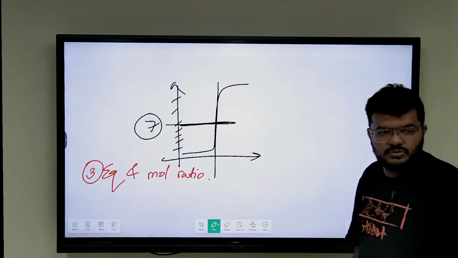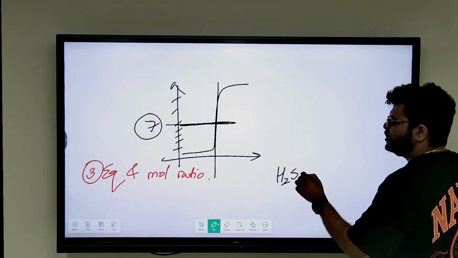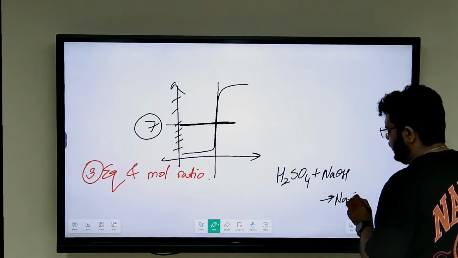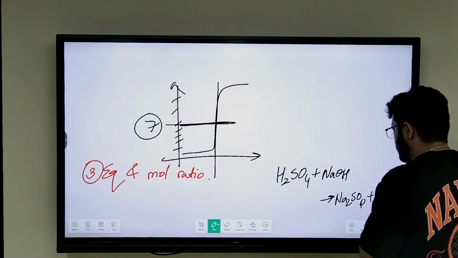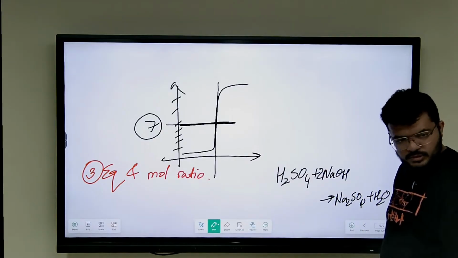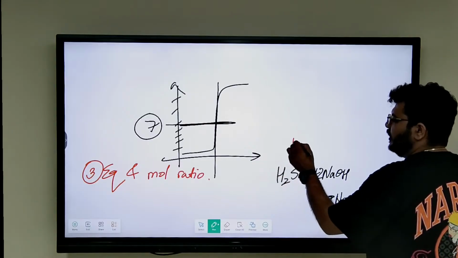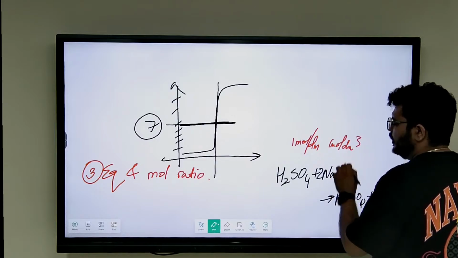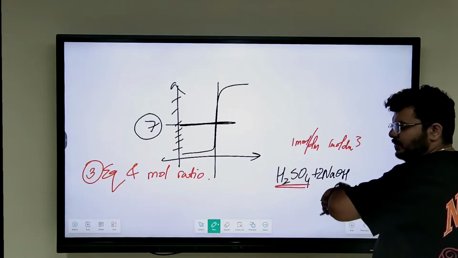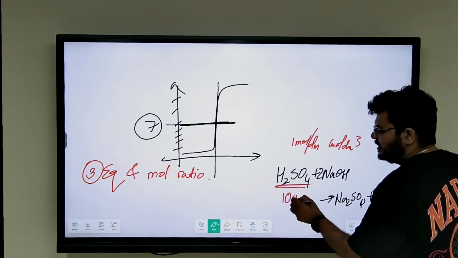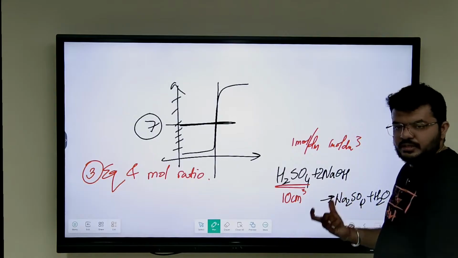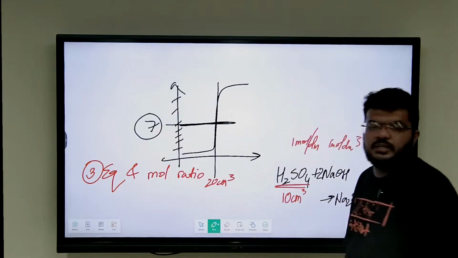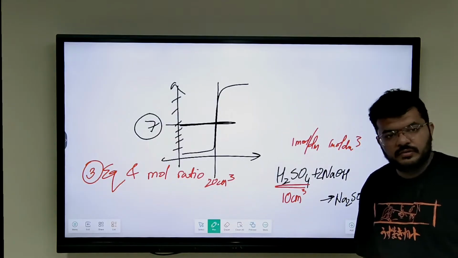Bro, listen. Let's say I have added H2SO4 in NaOH. This will give you Na2SO4 and H2O. Right? This will be 2 moles. If I am using 1 mole per dm cube of both of them, right? And what am I doing? I am adding base to acid. Let's say I have started with 10 centimeter cube of acid. How much base will be required? 20. So this center should be at 20 centimeter cube. And the middle of the change will be at 7.